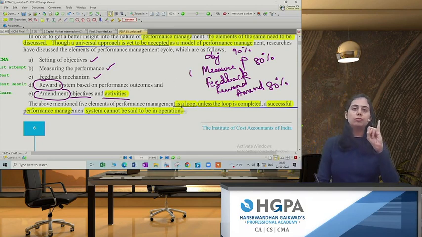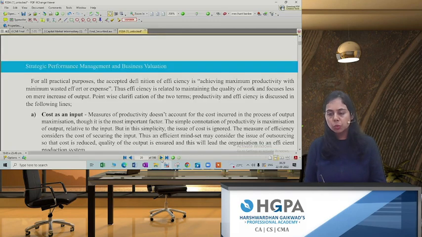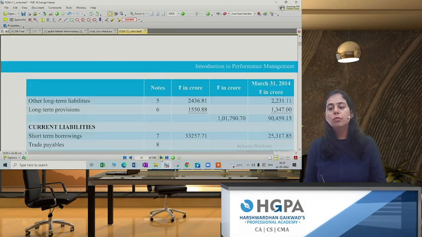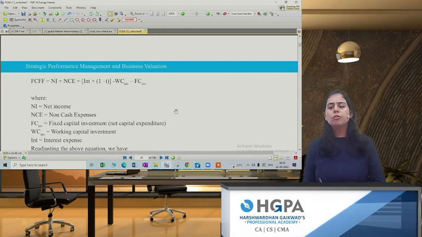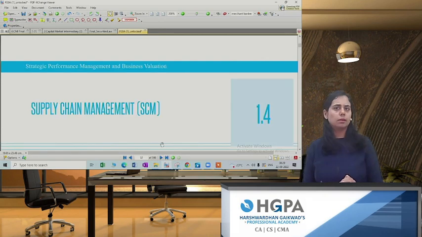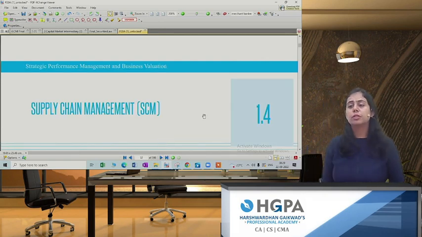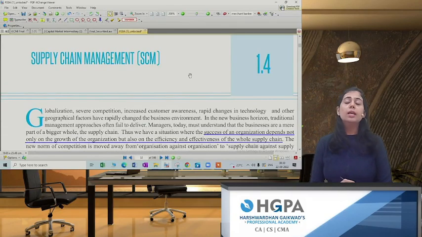Thus, this is the basis of performance management. What is the meaning of performance management? What are the objectives of performance management? And then the next question was, what are the elements of performance management? Now, in a company, for the purpose of measuring performance, there are various factors that can be considered. From those, the first factor we will be studying is supply chain management. Does the working of supply chain management also impact the performance of the company?